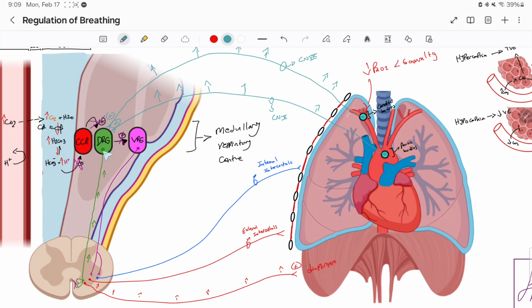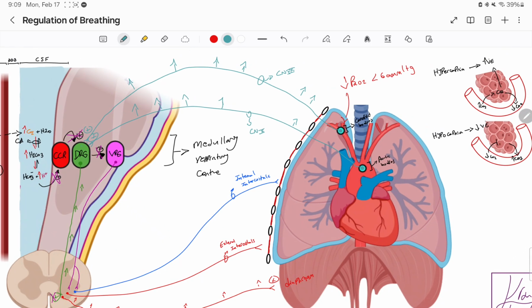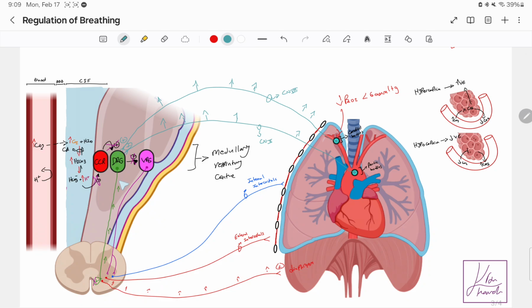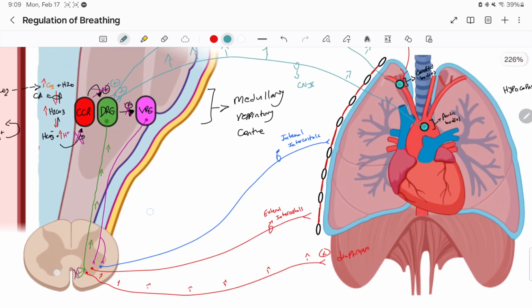Why? Because the DRG has inspiratory neurons, inspiratory capacity. If we're low on oxygen in the blood, what do we want to do? We want to breathe in oxygen, inspire oxygen to up those levels in the blood. So we're going to stimulate the DRG. The DRG, in turn, will increase its action potential down here, which will then also stimulate the VRG. The VRG has inspiratory neurons.